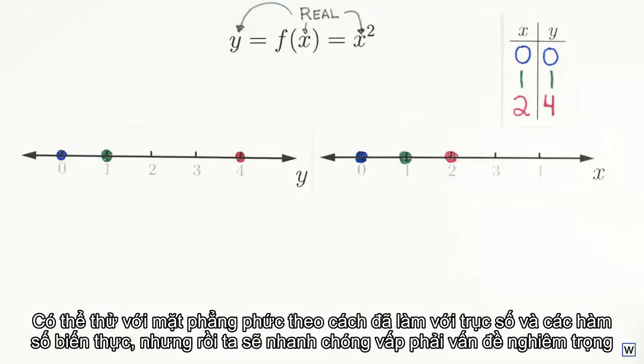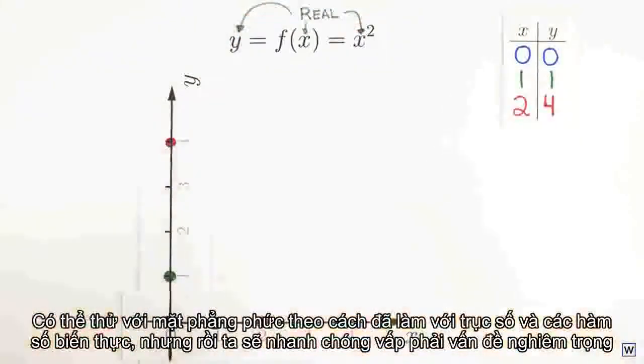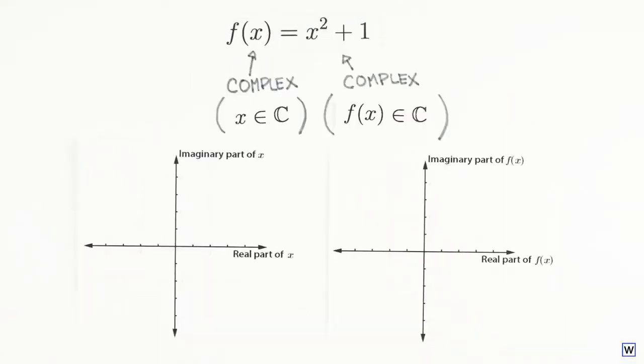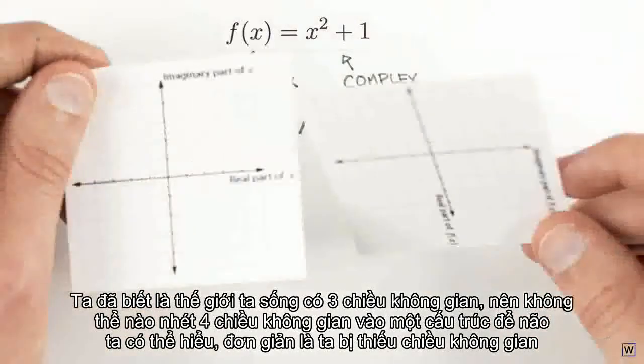We could try to fit our input and output planes together somehow, as we did with our number lines for real valued functions, but we quickly run into a pretty serious issue. As you likely know, the universe we live in has 3 spatial dimensions. So there's no way to fit the 4 spatial dimensions we need into a single structure that our brains can comprehend. We simply run out of dimensions.